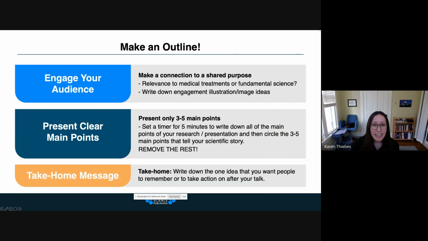And finally, after you've done this exercise, I do recommend writing down the one idea that you want people to take action on or to remember after your talk. And having this guiding light may even help you refine your main points, right? You may be able to say, I know the end goal of this talk now. I can refine my main points to lead up and really help make sense of that final take-home message.